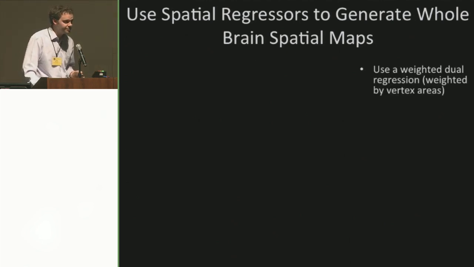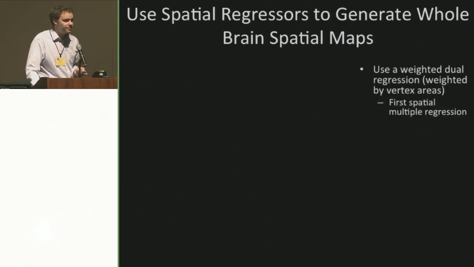Well, we do a weighted dual regression approach, and here we're just weighting by the vertex areas to make sure each square millimeter of cortex contributes equally to the regression. So for those of you not familiar with dual regression, one first does a spatial multimodal regression. You have all of your regressors and you regress them spatially into either group or individual subject time series. And then you generate a time course for each spatial map as the output of that.